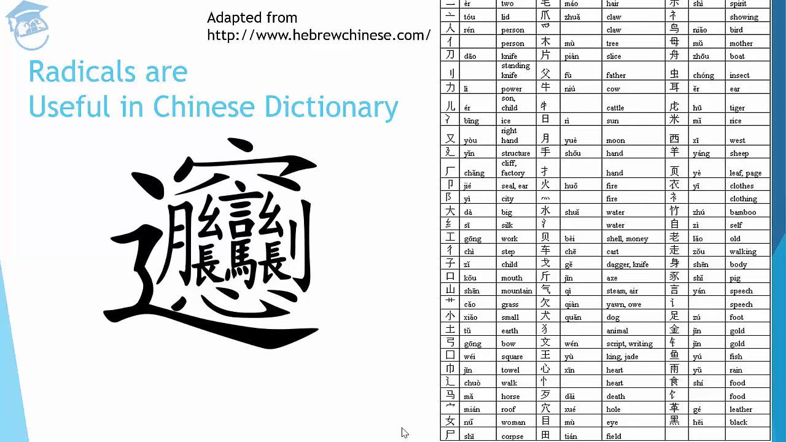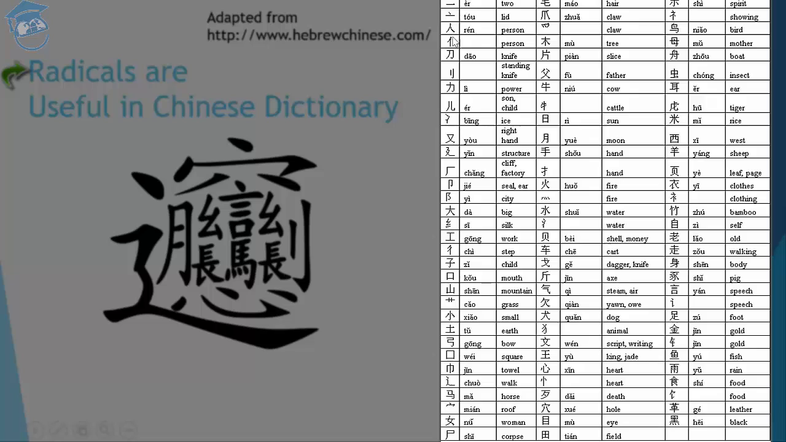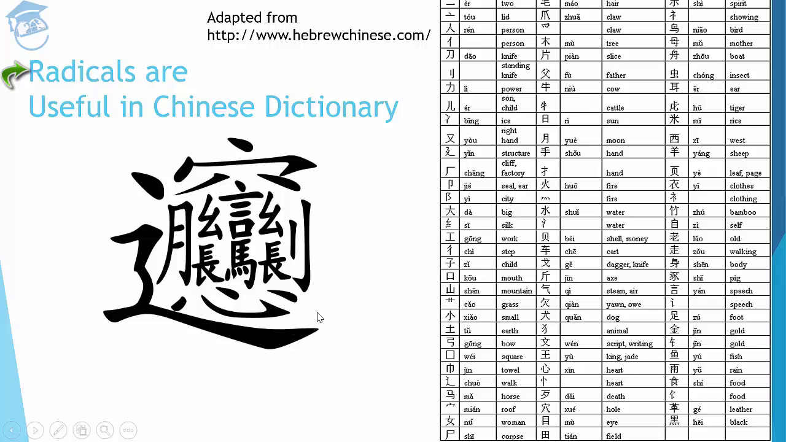Next, I'm going to talk about the radicals here. If you look at the table here, there are all the radicals. And if you notice, the radicals are arranged according to the number of strokes. You can see these are just 2 strokes, and gradually it increases until it becomes very complicated, like this one. This has the most strokes within the radicals. Radicals are very useful in a Chinese dictionary because we use them to look for words. And this Chinese character has a lot of radicals.